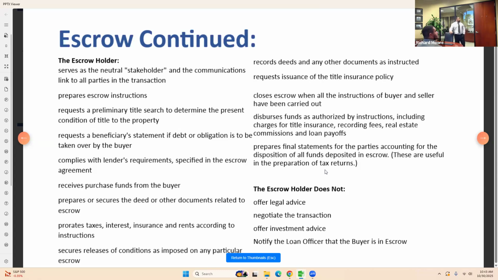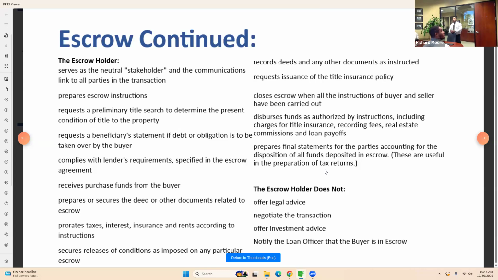So I wanted to talk about this. The escrow holder does not, this is what they don't do, they don't offer legal advice. So your buyer should not ask them for legal advice. They don't negotiate the transaction, so make sure that they don't try to negotiate with escrow. They don't offer investment advice, so make sure that they don't ask them for that. And they don't notify the loan officer that the buyer's in escrow. That's something that you guys have to do.